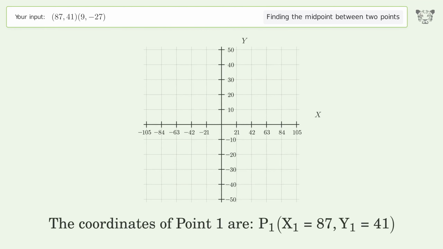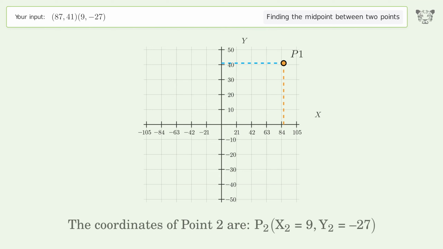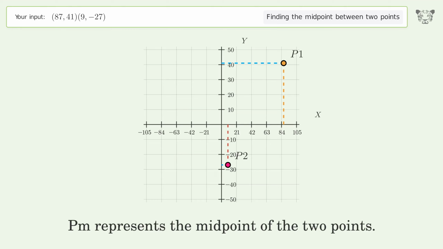The coordinates of point 1 are x1 equals 87, y1 equals 41. The coordinates of point 2 are x2 equals 9, y2 equals negative 27. PM represents the midpoint of the 2 points.